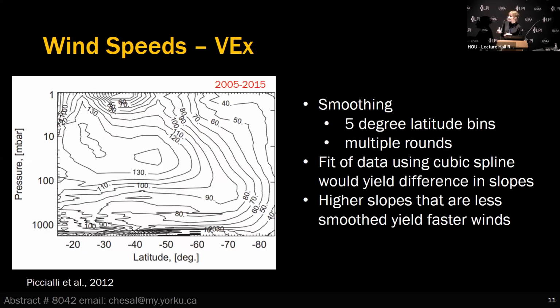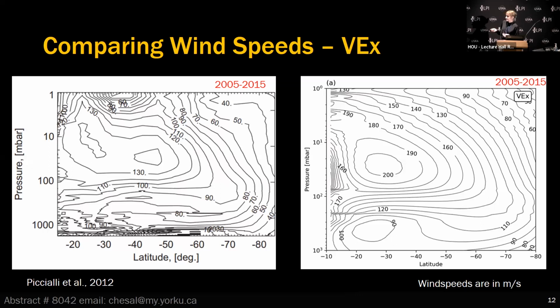So bringing back the previously published results, we used different methods of smoothing the data. They took 5-degree latitude bins and smoothed the data over a couple of rounds, and we instead used a cubic spline. So we would have a difference in slopes, which would lead to slightly faster winds if there was a higher slope. So my results compared to the previously published, you can see that my magnitude of wind speeds are higher, but we have the same general structure.